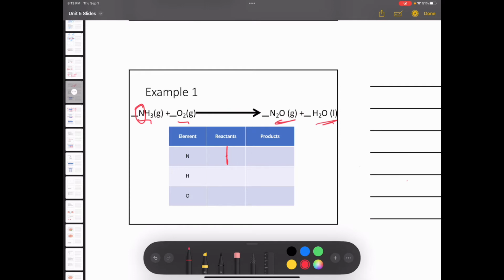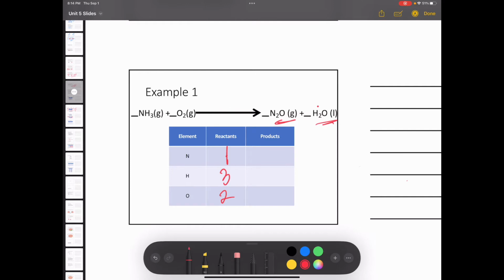Okay, let's now do the hydrogen. On the reactant side, I have 3 hydrogen right here. So that makes it 3 hydrogen. For the oxygen, the number of atoms on the reactant side is 2, right? There are 2 oxygens because we have to pay attention to the subscript in the molecular formula.